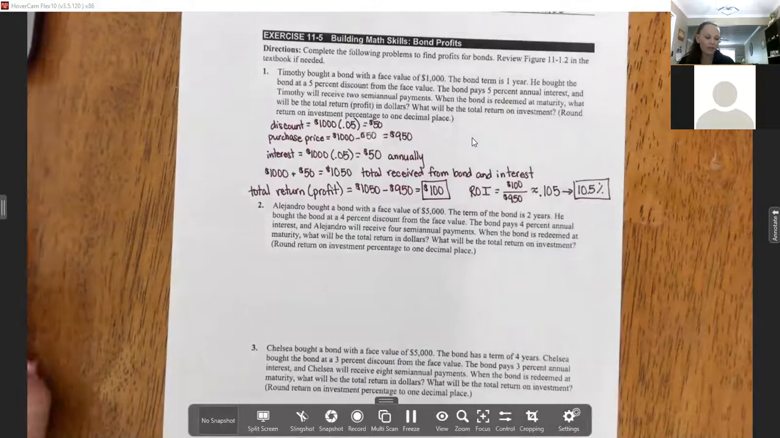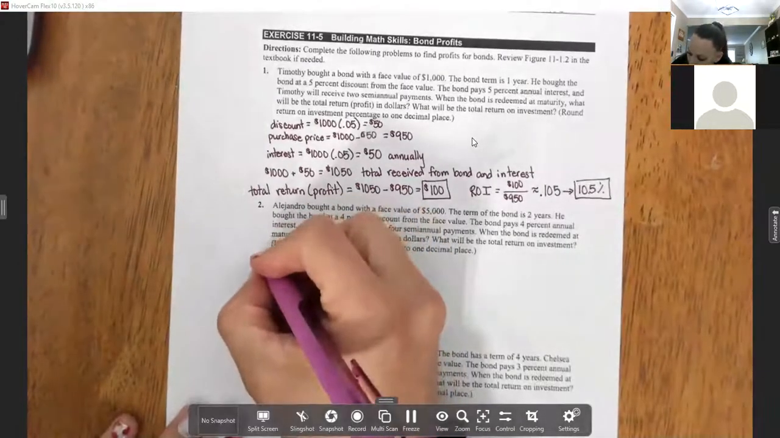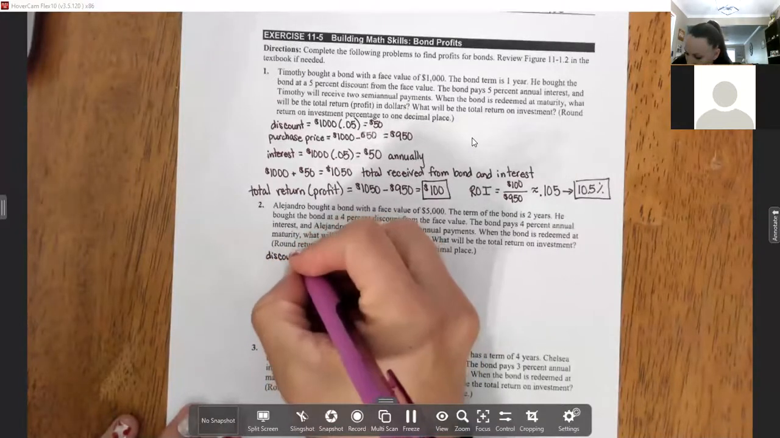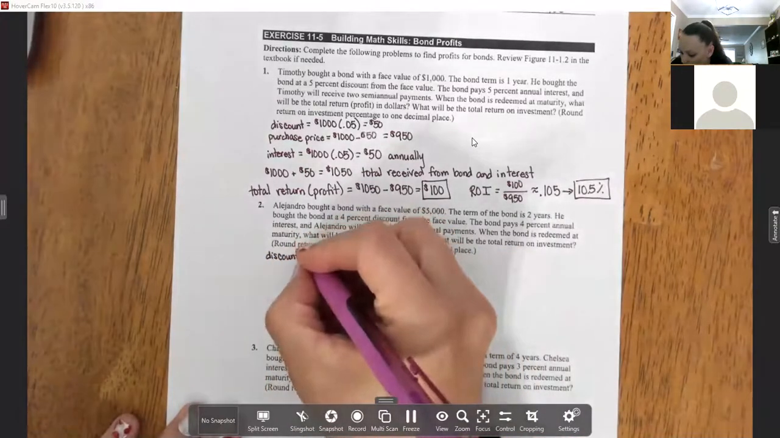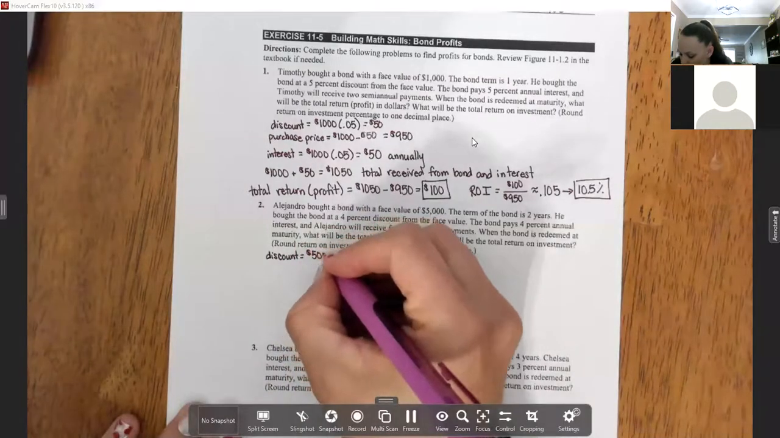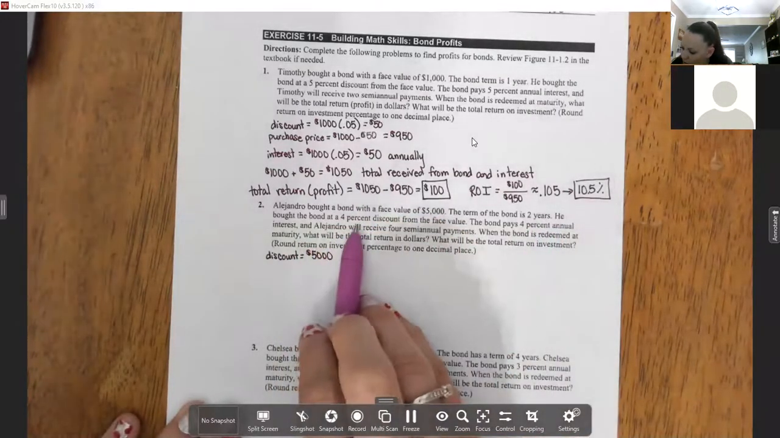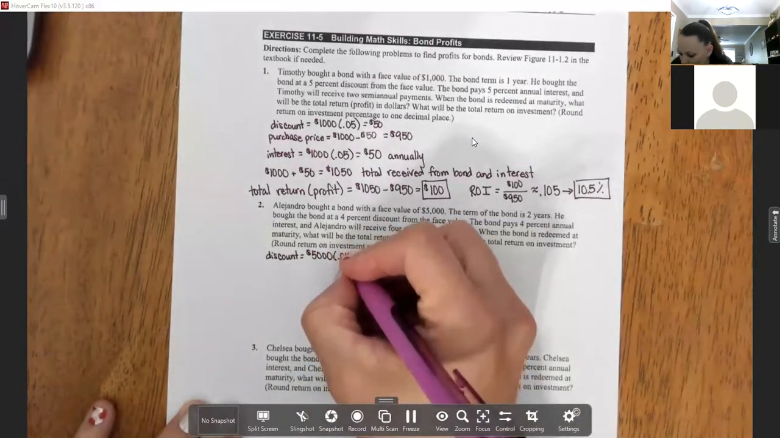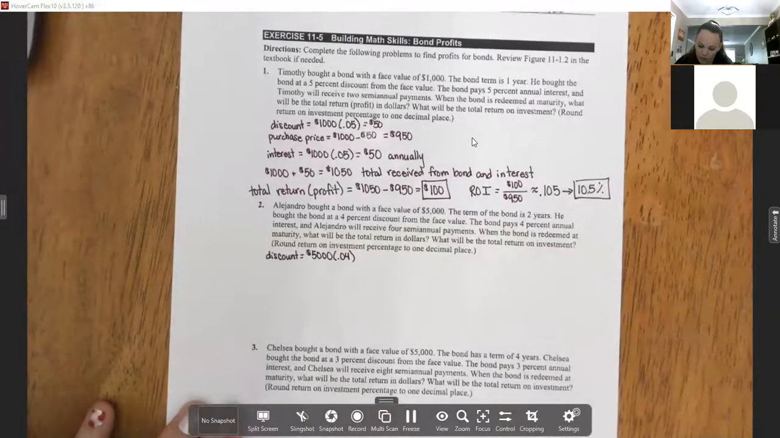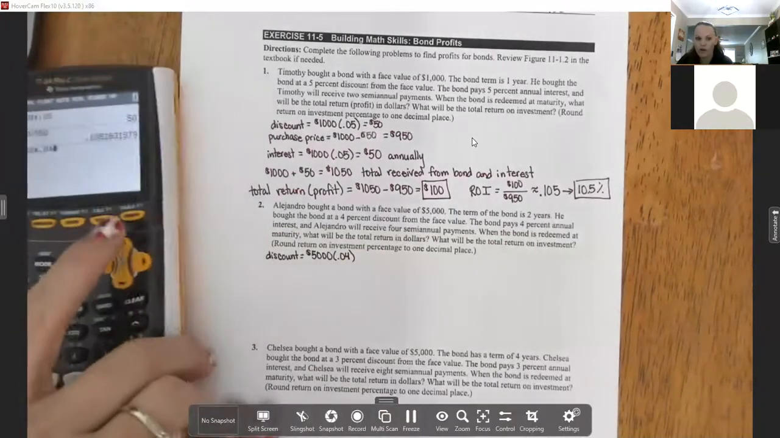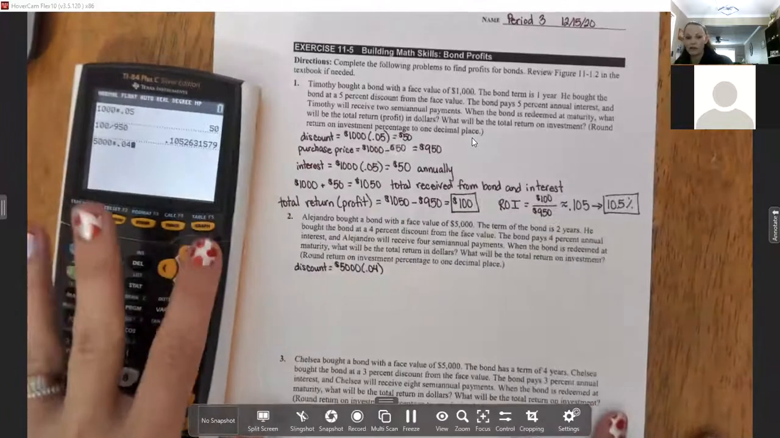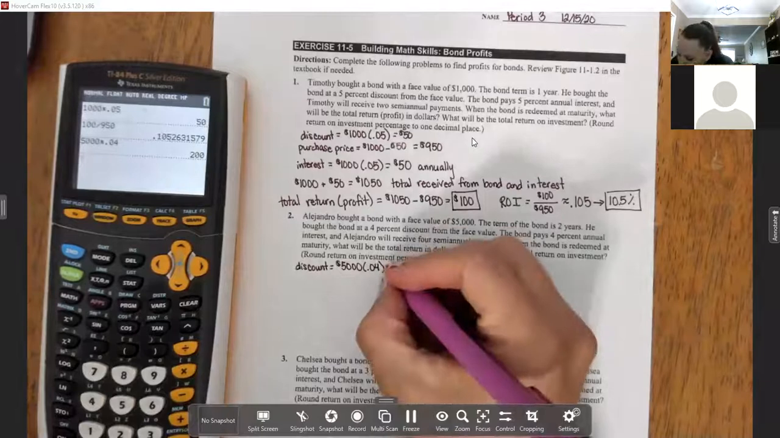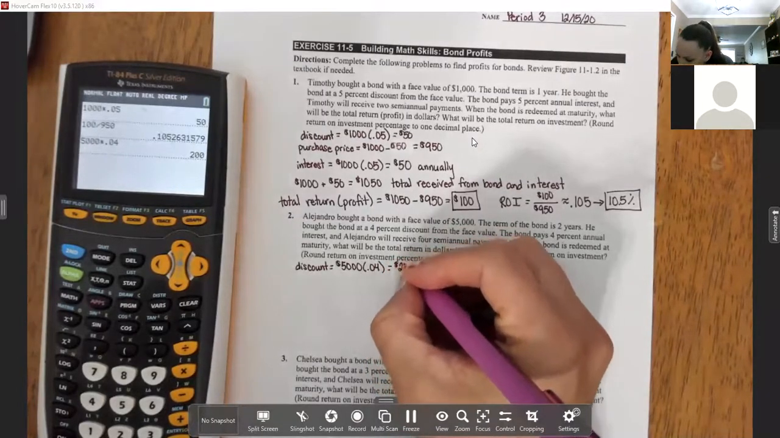So pretty much the same thing going on here. So we're going to start with the discount. What kind of discount is he getting? So the bond is $5,000 and he gets a 4% discount. So 5,000 times 0.04. So I'll try to put the calculator in the screen so you guys can see it also. So he's getting a $200 discount.